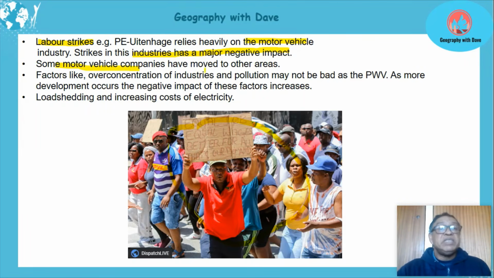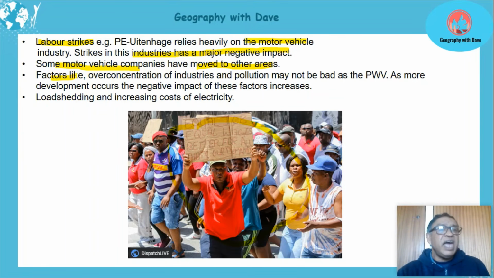Some motor vehicle companies have now moved to other areas, I suppose because of better conditions, which can be related to the strikes. Maybe the cost of the raw materials, that they can get it cheaper in Gauteng. So they move to Gauteng. Maybe the costs are cheaper. Although the port is there, maybe they weigh the costs and say it may still be cheaper for us to move, because transport has been improving between Gauteng and the harbours. So they may decide, no, I'm moving. So this is negatively impacting industrial development in the PE-Uitenhage area.